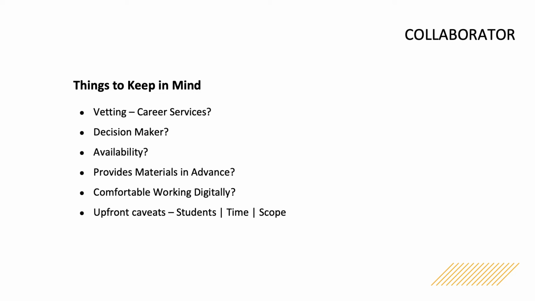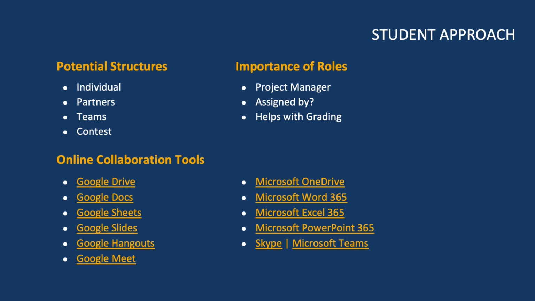It is also good to make sure that your collaborator understands that they are working with students, the time limits within the semester, and that the scope of the project will not be able to change once it is agreed upon and established. Another important consideration is what kind of student approach will work best based on the nature of the project. Will this project be best if it is done individually, with partners, or with teams?